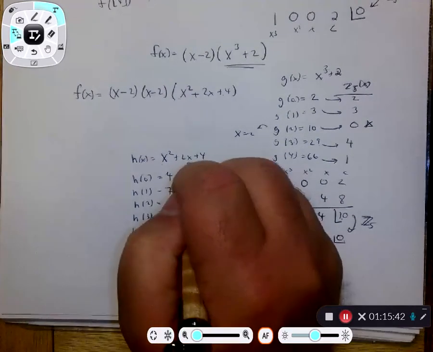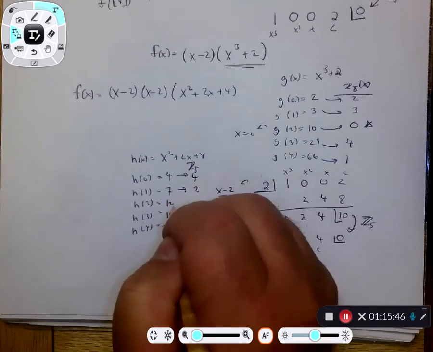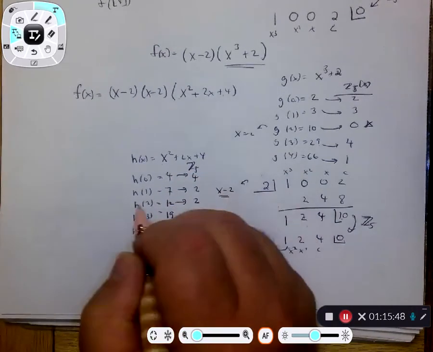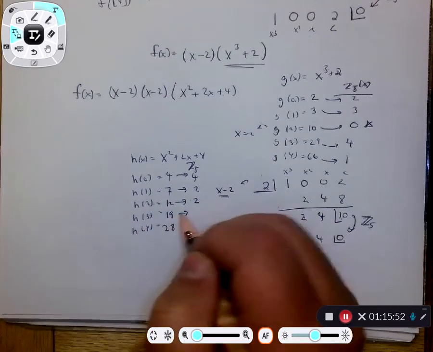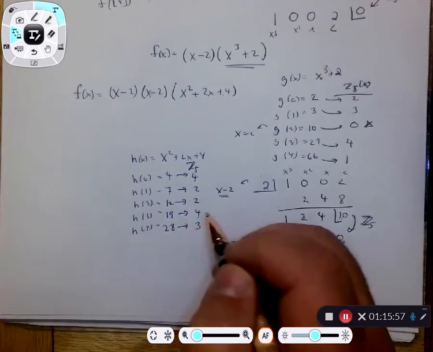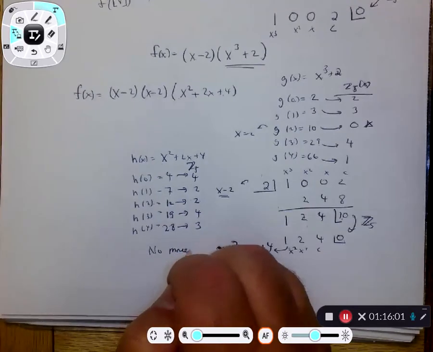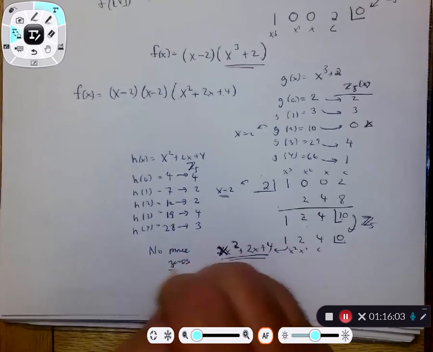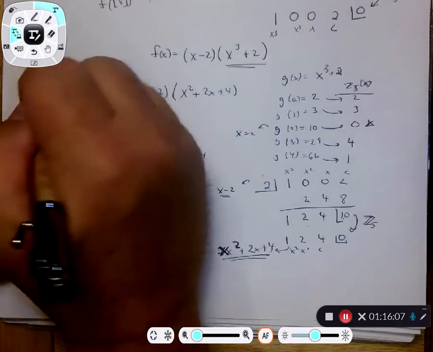But again, putting this back into Z5, 4 is 4, 7 is 2, 12 is 2, so 2 is no longer a 0 anymore. I'm pretty much done, but the rest I'm going to show you. 19 is 4 in Z5, and 28 is 3 in Z5. No more zeros, which means I am done factoring it, but one last move.